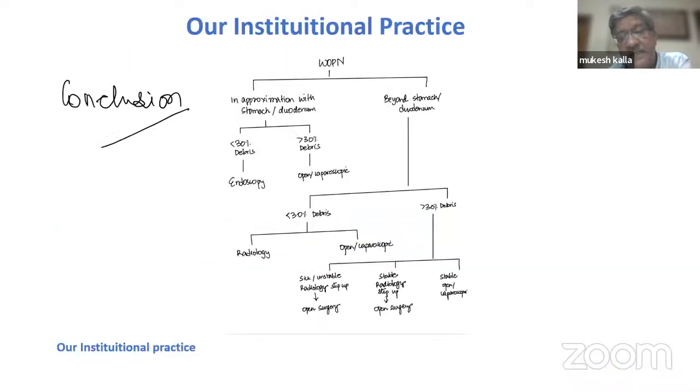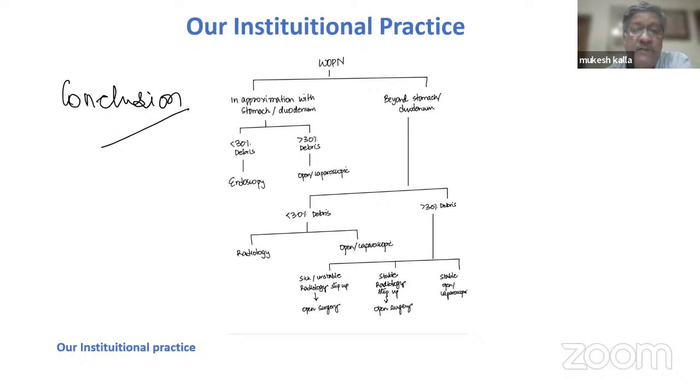So the take-home message, this is what we are using at our hospital. In apposition with the stomach, if you have a big collection with less than 30% debris, we request our endoscopist to do it. But if it is significantly large, with more than 30% debris, we request our laparoscopic surgeons to come and take over the patient. If there is no apposition and the debris is less than 30%, then we request our radiology colleagues to take it up, or open or laparoscopic surgery can also be done.